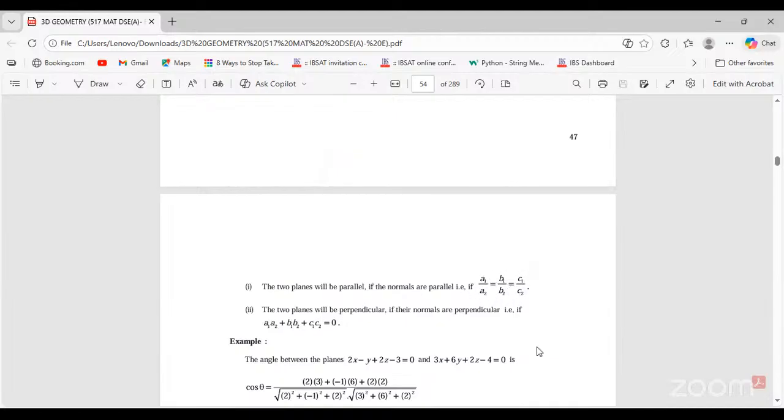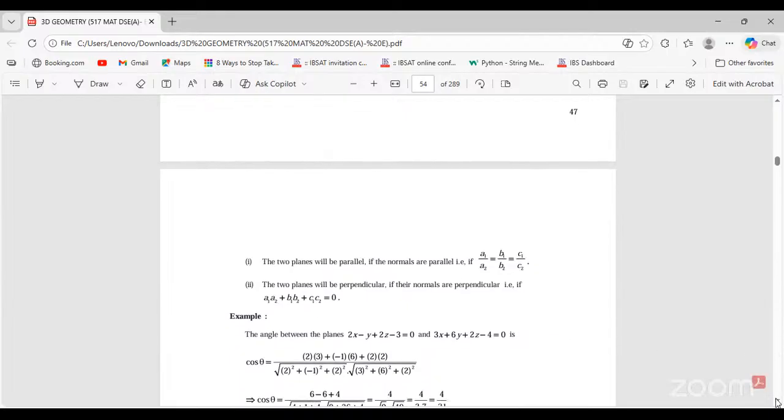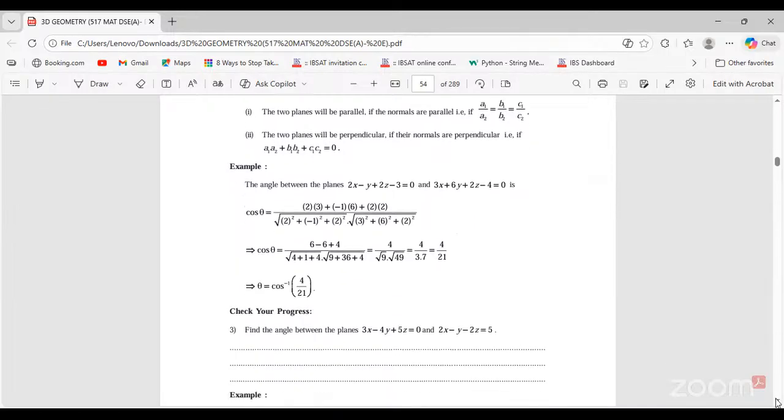If two lines are perpendicular, what is the perpendicular condition? Perpendicular we already discussed earlier. For example, the coordinate axes, x and y axis, are perpendicular. Theta equals 90 degrees. What is theta equal to? 90 degrees.